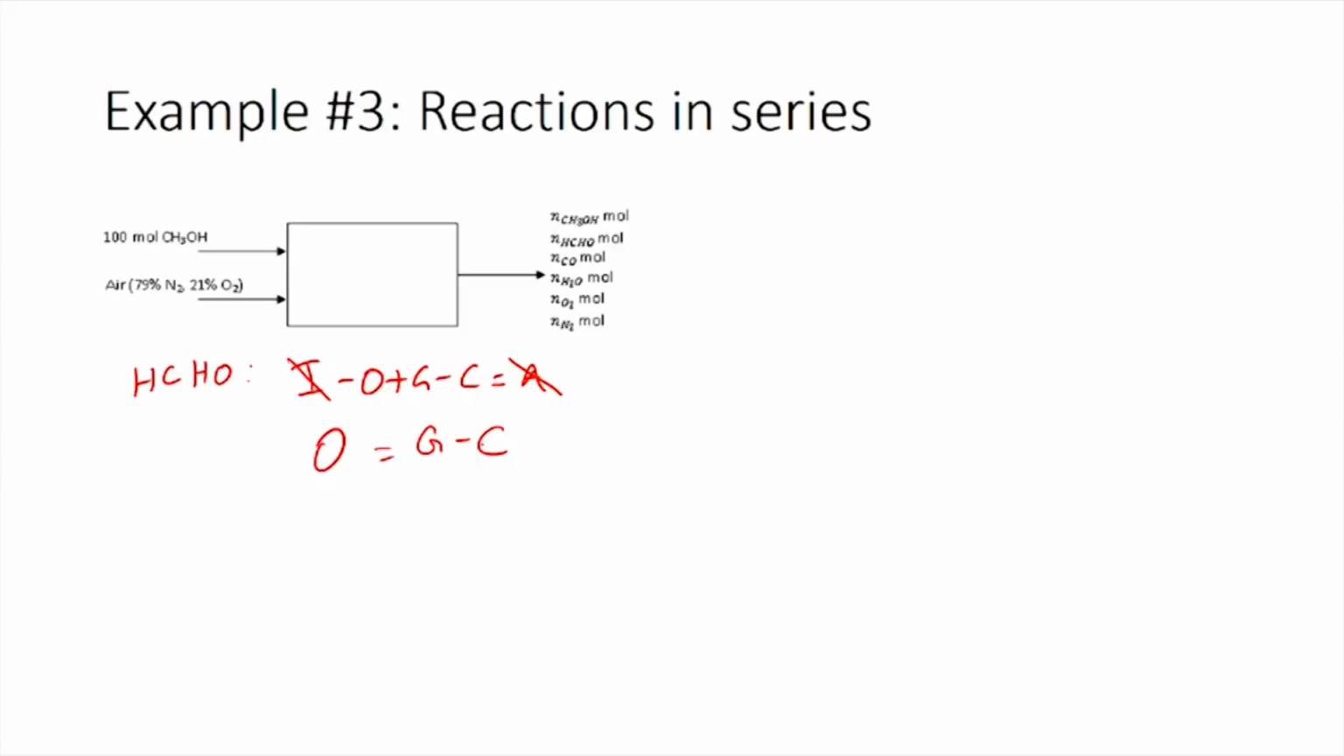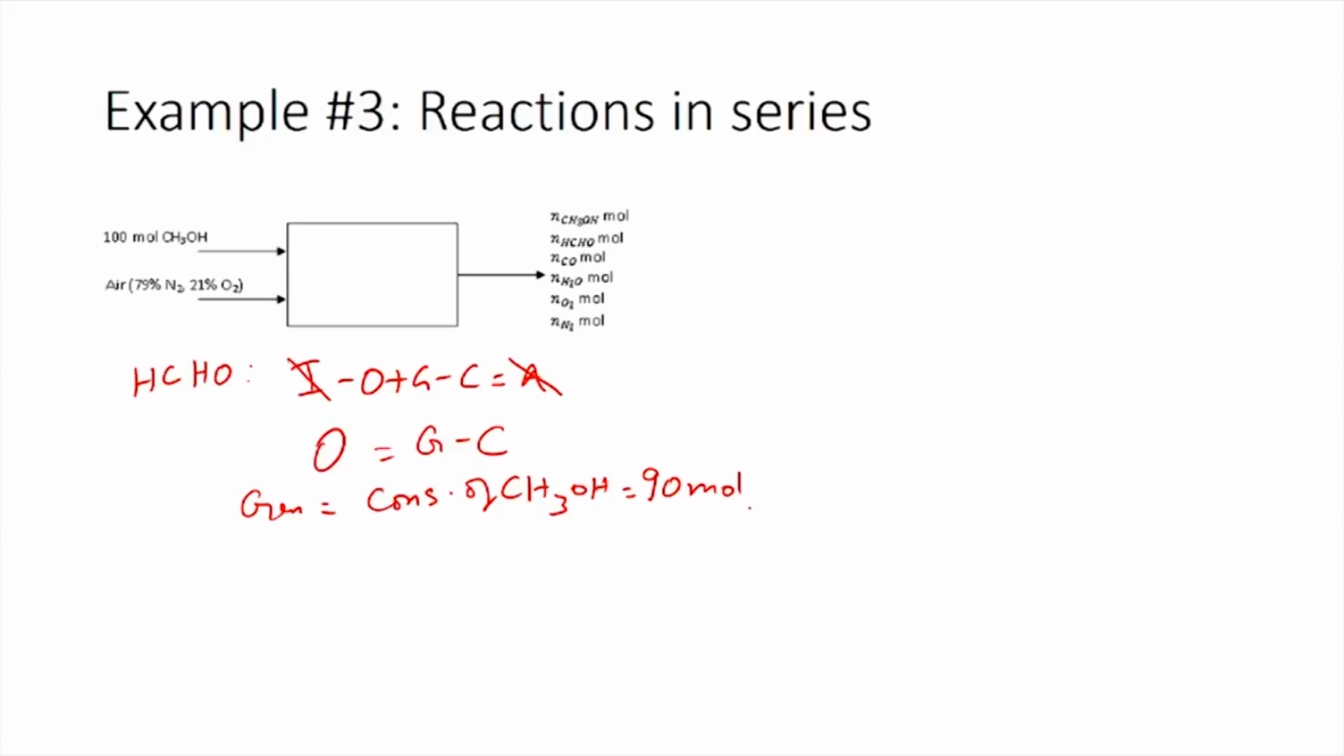So, how do we calculate the generation term? The generation of formaldehyde would be equal to the consumption of methanol based on the stoichiometry. So, generation is equal to consumption of methanol, giving us a value of 90 moles.